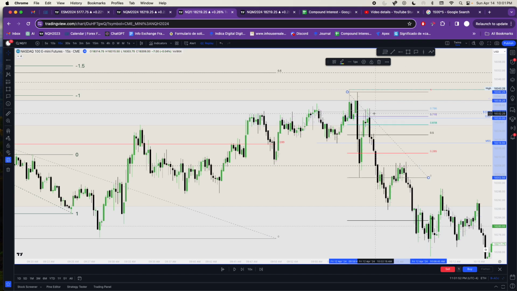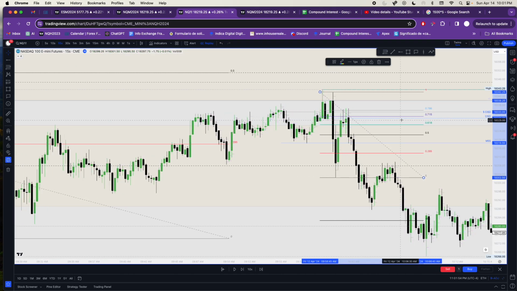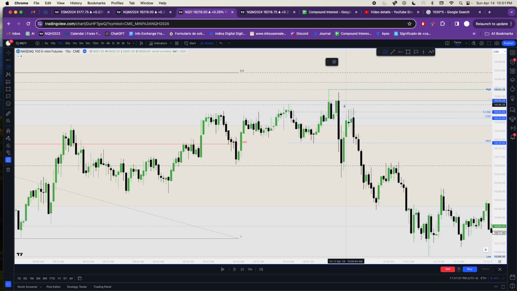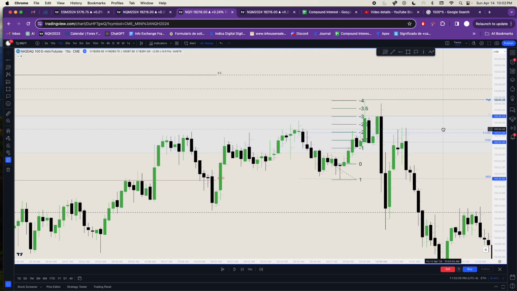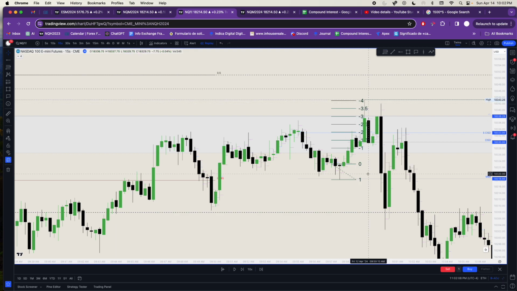Boom, run up. Fair value gap. It's being respected. Also, let's take this here. Projection. 4 standard deviations. Yep, that's that.